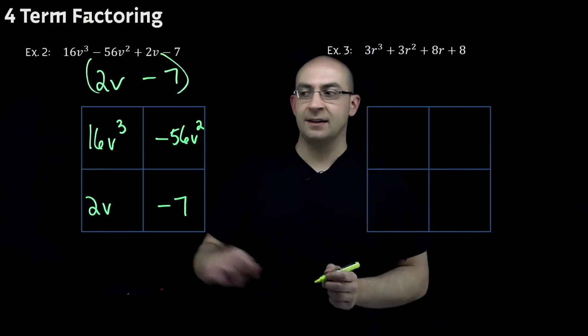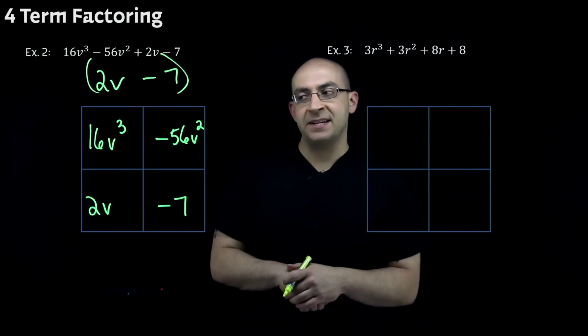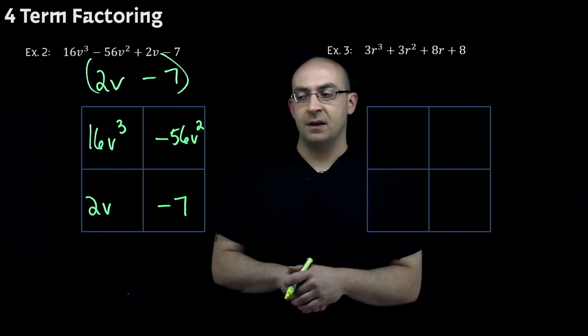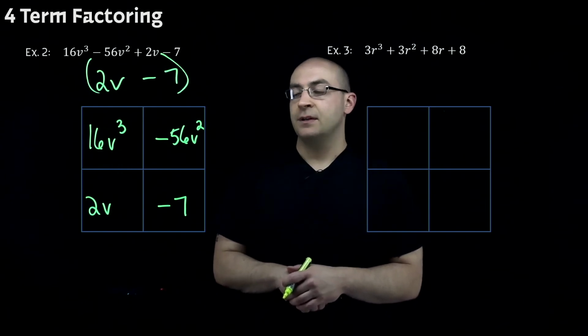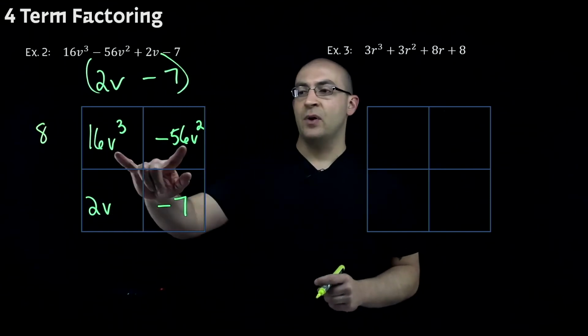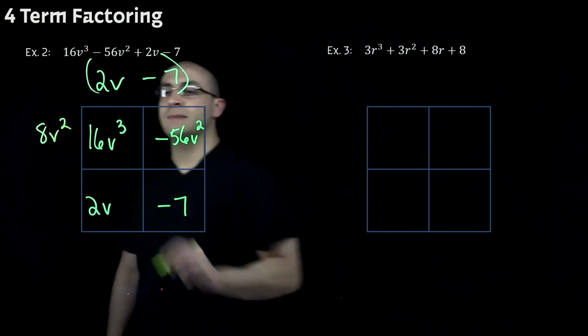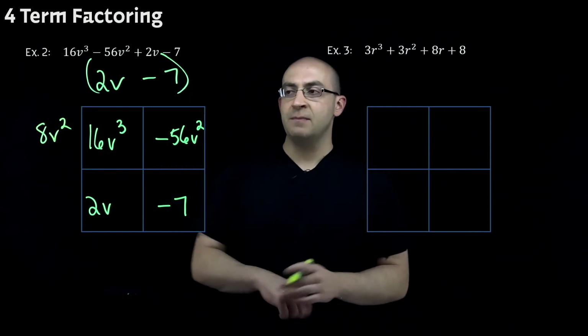Let's go to the sides. Here, well, 16 doesn't divide into 56 evenly, but I can definitely take an 8 out. So the 8 is going to be the number that comes out. And they both share at least 2 v's, meaning v squared. So 8v squared is going to come out of that. And then 2v minus 7.